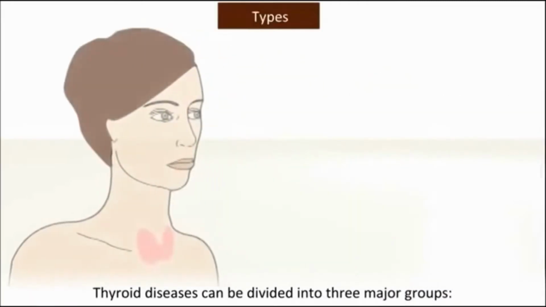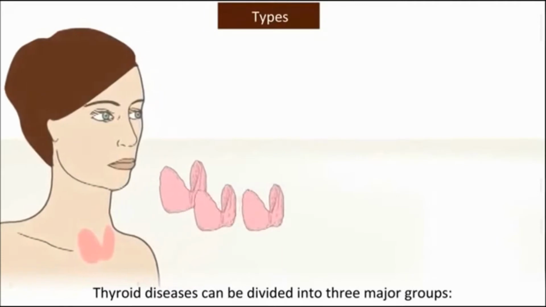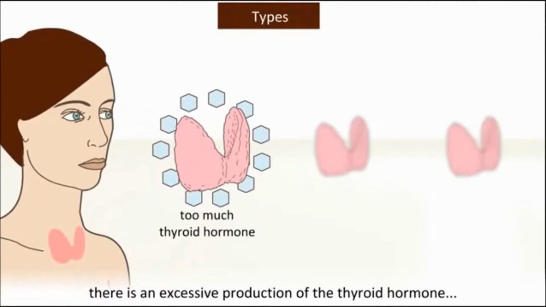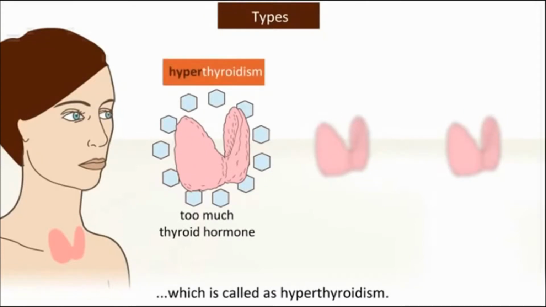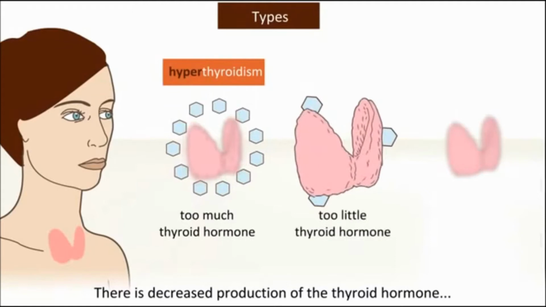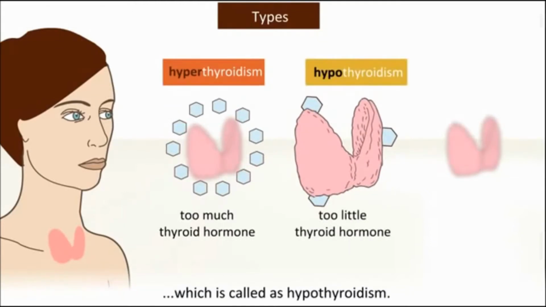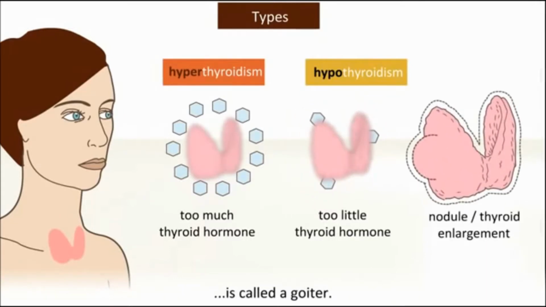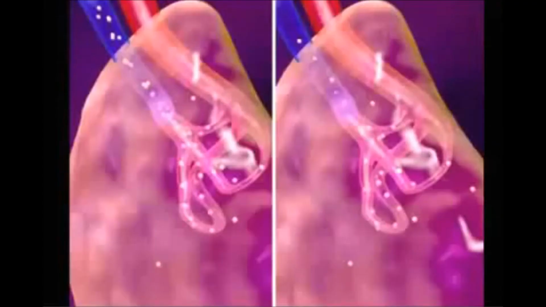Thyroid diseases are the most common ones. Thyroid disease can be divided into three major groups. There is excessive production of the thyroid hormone, which is called hyperthyroidism. There is decreased production of the thyroid hormone, which is called hypothyroidism. Multiple nodules or generalized swelling of the thyroid gland is called goitre.